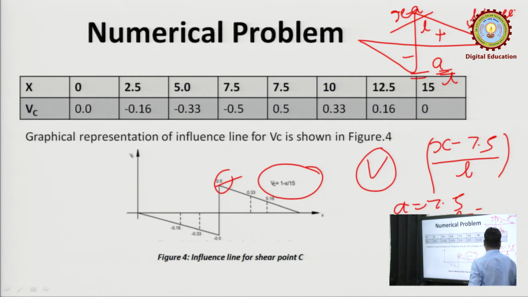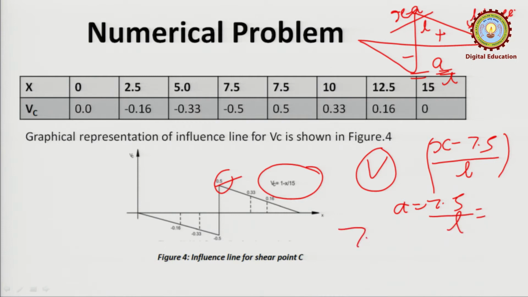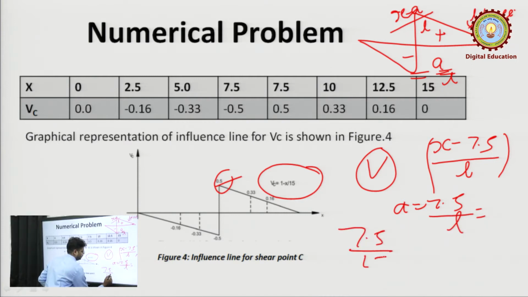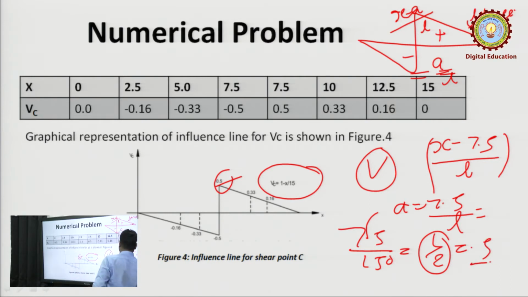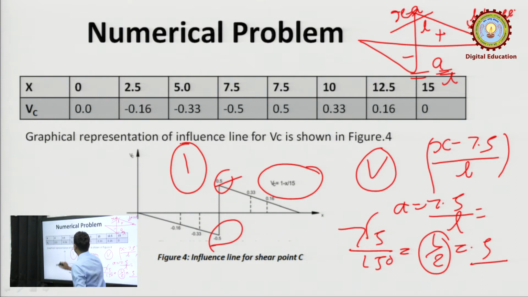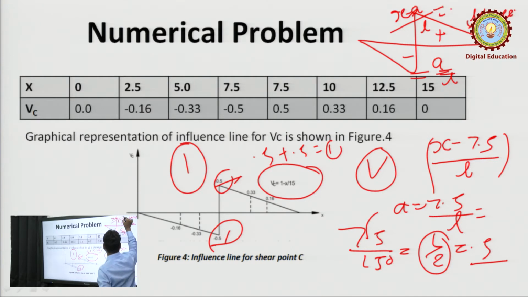What is the value of L? 7.5 upon 15, that is 1 by 2, which will give 0.5. Here is the 0.5. Similarly, we know the sum of the ordinates is unity. We learned in the previous class that the sum of the ordinates is unity. Here you can see that 0.5 plus 0.5 is unity. That means this value is also 0.5.